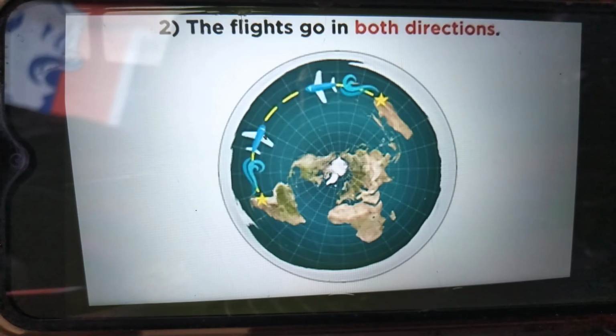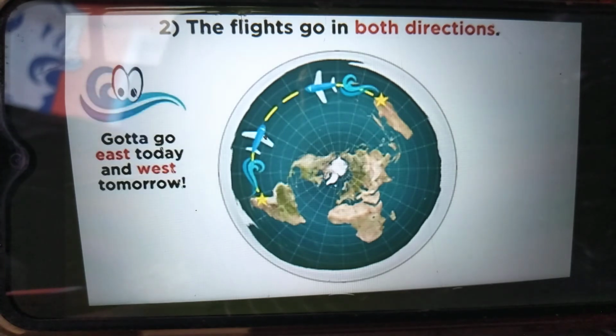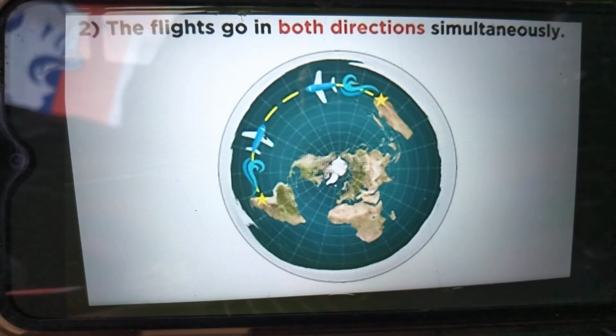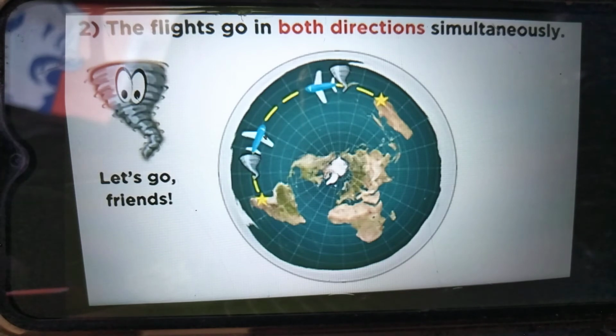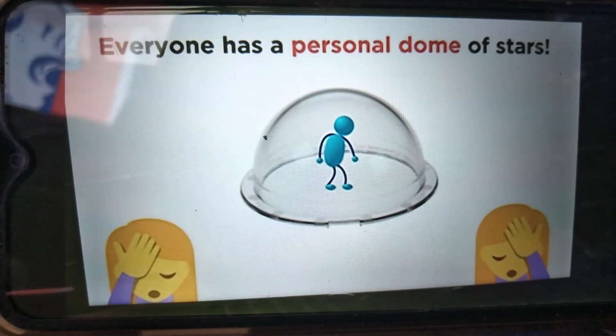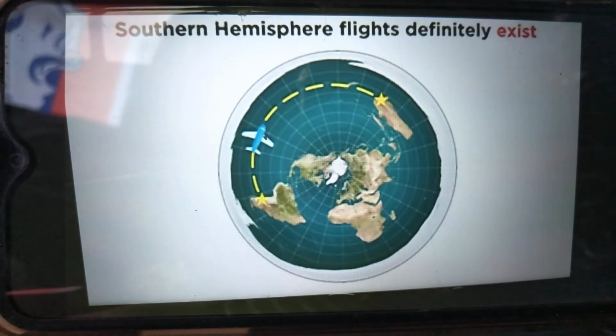Second, this flight goes both directions, east and west. How does the wind know which way the plane is going? Most days, there are planes going opposite directions simultaneously. Does each of them have a little personal tornado, like in Wizard of Oz? Flat Earthers have suggested things as stupid as personal domes, such that everyone gets their own set of stars, so sadly this wouldn't even be the dumbest thing they've ever said. But as you can see, there's no way around this.